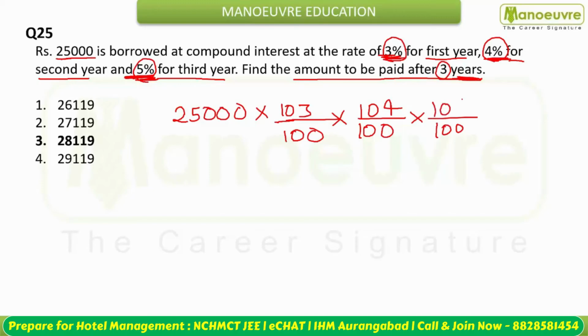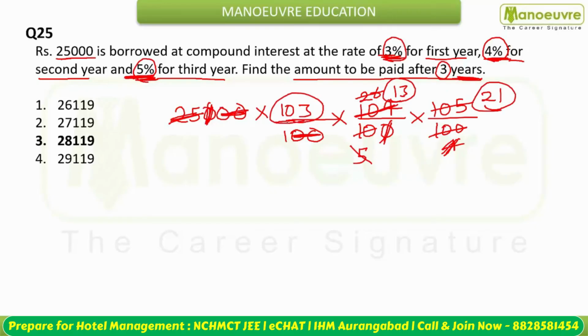They will become 105. So from here you can cancel, double zero gonna cancel out, 1 0 gonna cancel out again, and now you can cancel 25 with the 100 at 4, and 100 can be cancelled with the 104 at 26, and 26 can be halved to 13, and this can be made 5. 5 से 105 cancel करेंगे, this is going to be 21. So now you have 21 into 13 into 103.